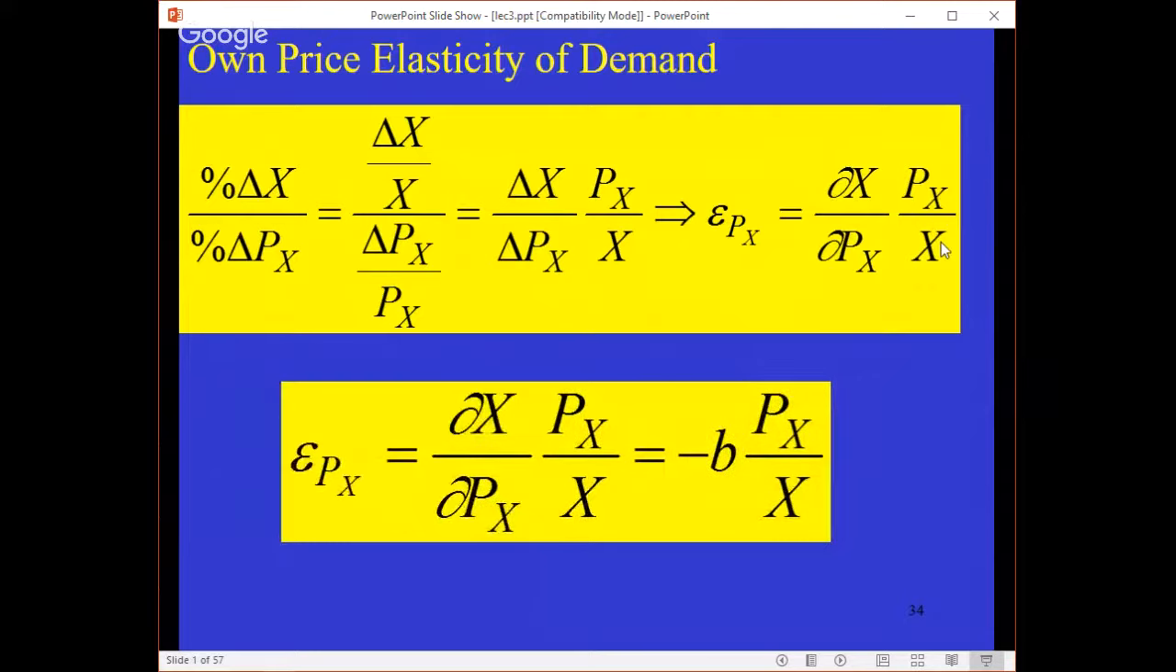So the elasticity therefore is the partial of x with respect to px times px over x, and the partial is just negative b. So it's negative b times px over x. And that's the own price elasticity of demand in this case.